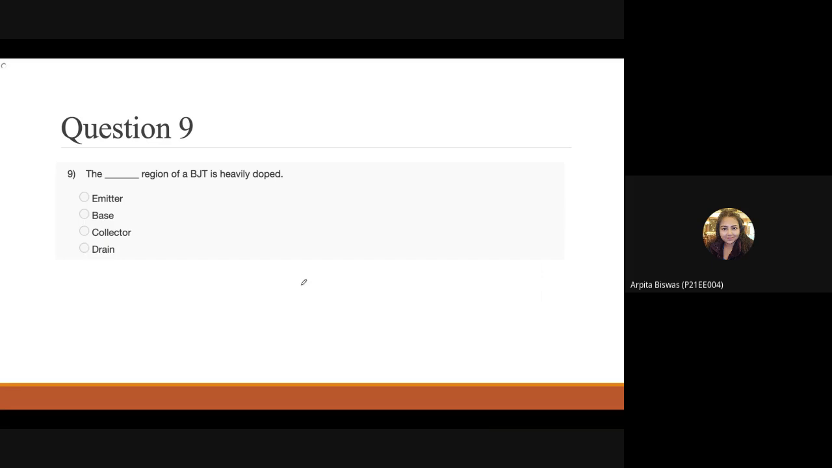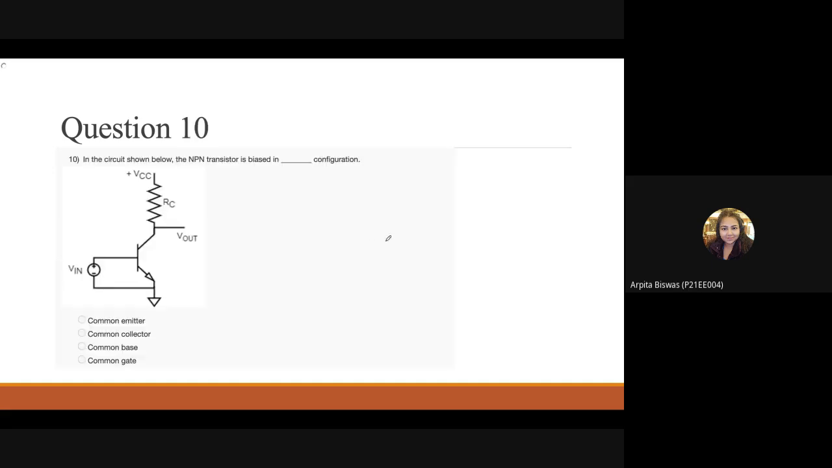Okay. So next, question number 9. The dash region of a BJT is heavily doped. The first option is emitter, then base, collector, or drain. Ankit, what is the right option? Emitter, ma'am. Okay, so the right option is emitter. Later we are going to discuss why this region is heavily doped.